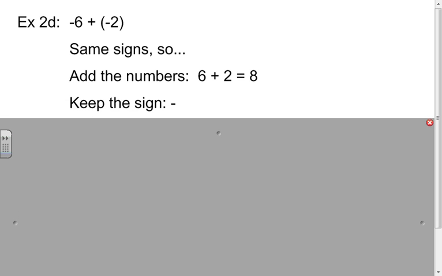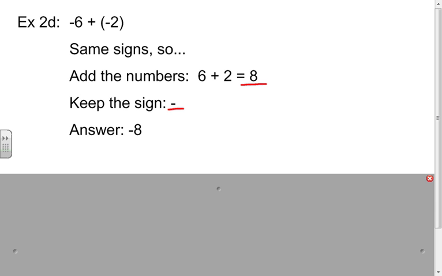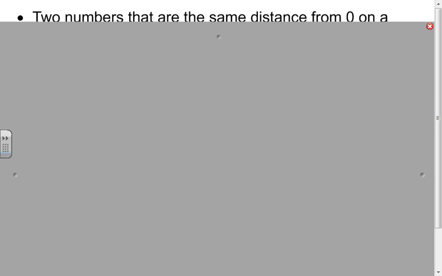Keep the sign that was the same. The same sign was negative. So I put the 8 together with the negative, and I get an answer of negative 8. Okay? New idea.